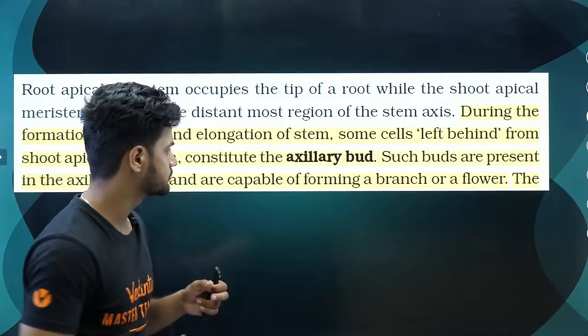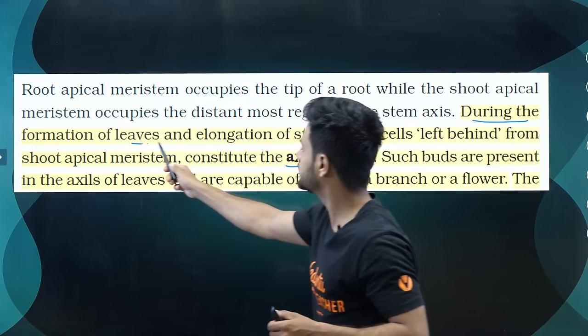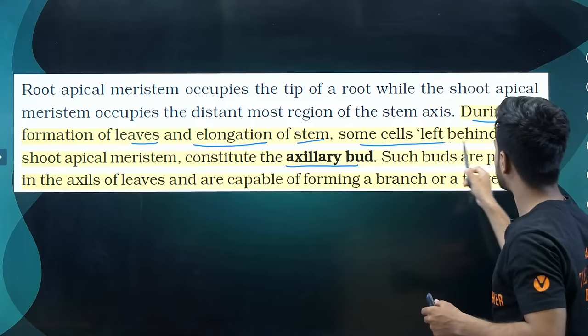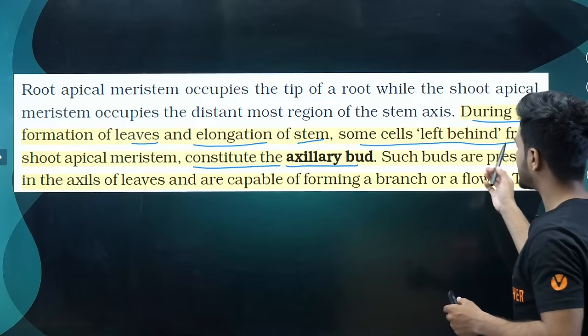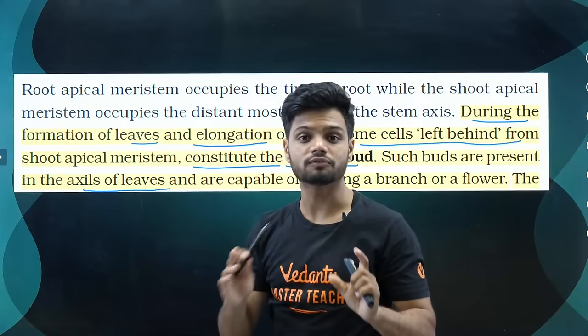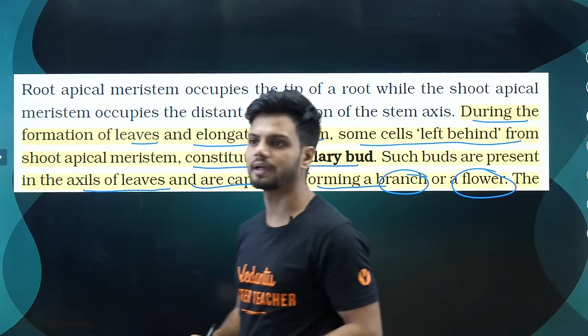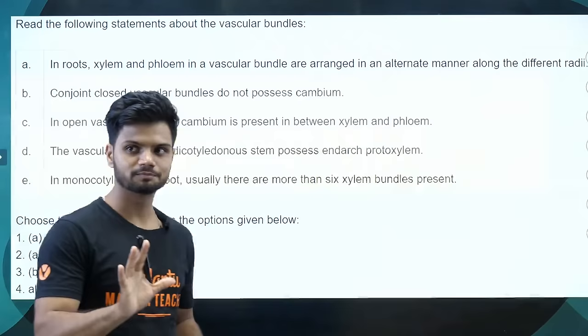The axillary bud. Can you see here? During the formation of leaves and elongation of stem, some cells are left behind from the shoot apical meristem, constitute the axillary bud. Such buds can be present on the axis of the leaf. See, I told you. They are present on the axis of the leaf. And are capable of forming a branch or a flower. Clear? Easy question again.